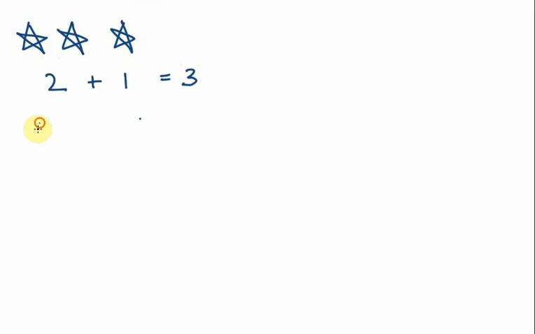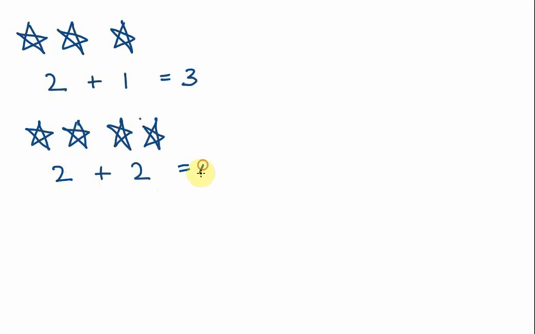Now let's say we had 2 stars to begin with, and we brought in another 2 stars. So we started with 2 stars, and then we added to that another 2 stars. How many do we have now? Let's count them. 1, 2, 3, 4. So 2 plus 2 is 4.